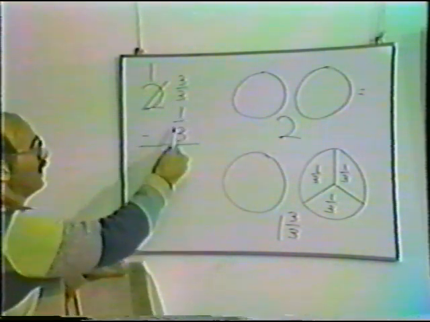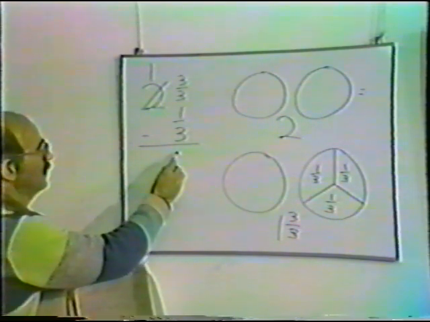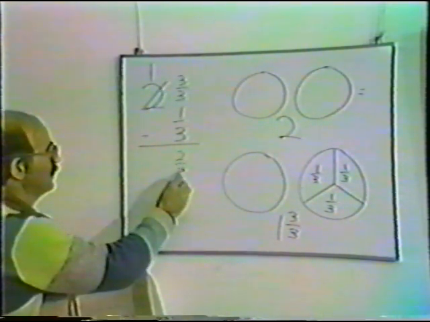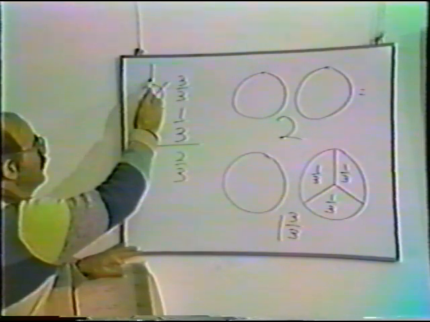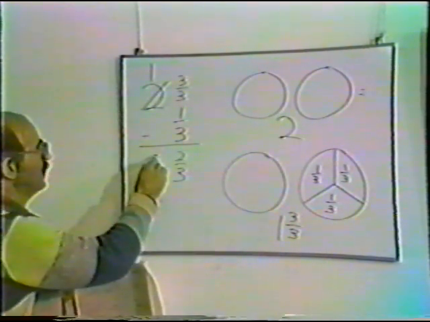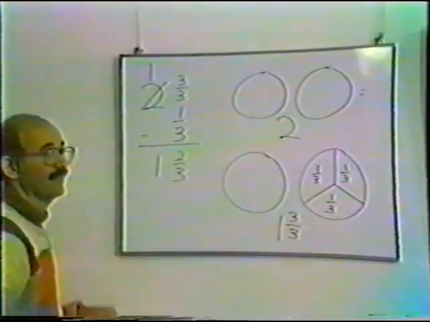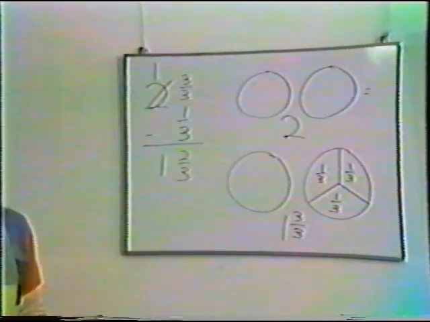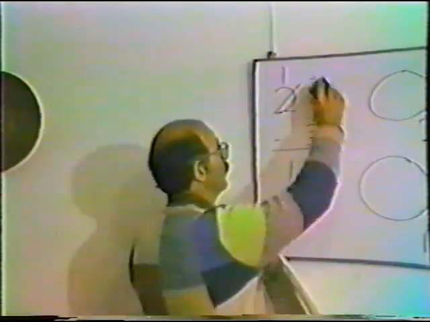3/3 take away 1/3 is 2/3. And 1 take away 0 is 1. The answer is 1 2/3.